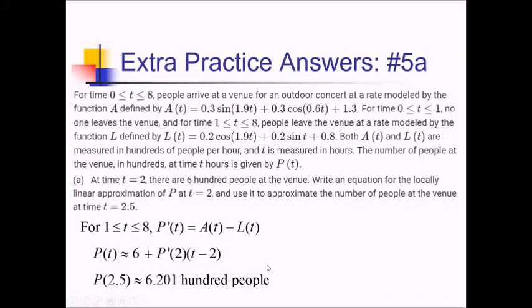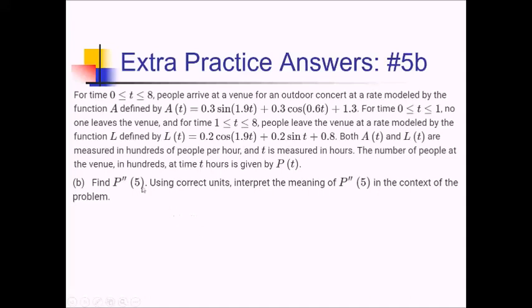For this part of the problem, they want us to find p double prime of 5, and then using units, interpret what that actually means in the problem. So we've already gotten p prime defined. Remember from part A that was a of t minus L of t. So to do p double prime of 5, we're actually allowed to just take the derivative of this function with 5 plugged in directly on the calculator without actually showing what p double prime looks like algebraically. So let me go and do that on the calculator.